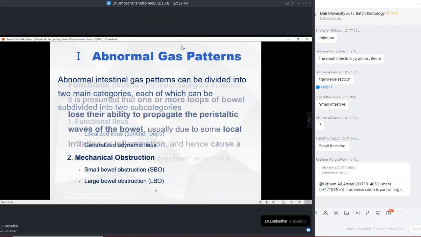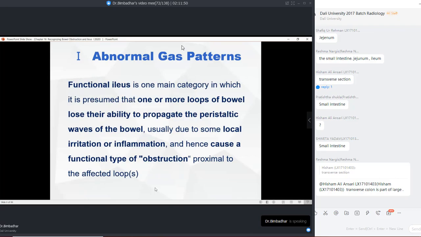Now let's try to understand the pathophysiological mechanisms of this, and it is very important to understand these things because that is what is going to give you a complete idea about the patterns. Okay, first you have to understand the sentinel loop, functional ileus. Functional ileus is a category in which it is presumed that one or more loops of the bowel lose their ability to propagate the peristaltic waves of the bowel. As simple as that.